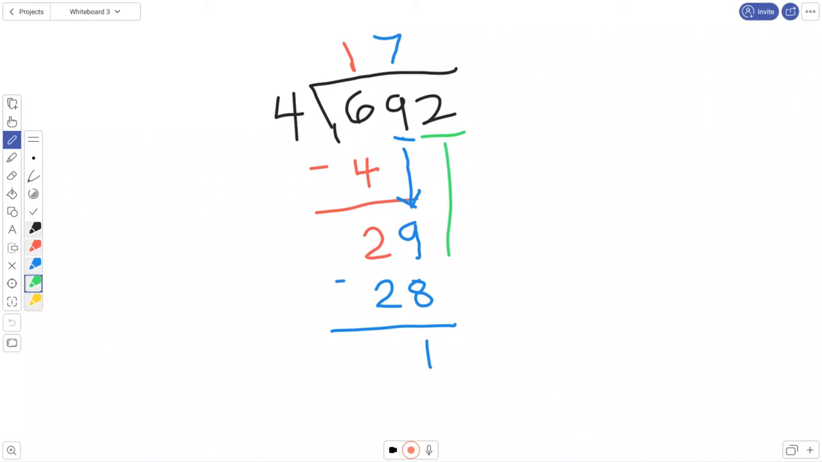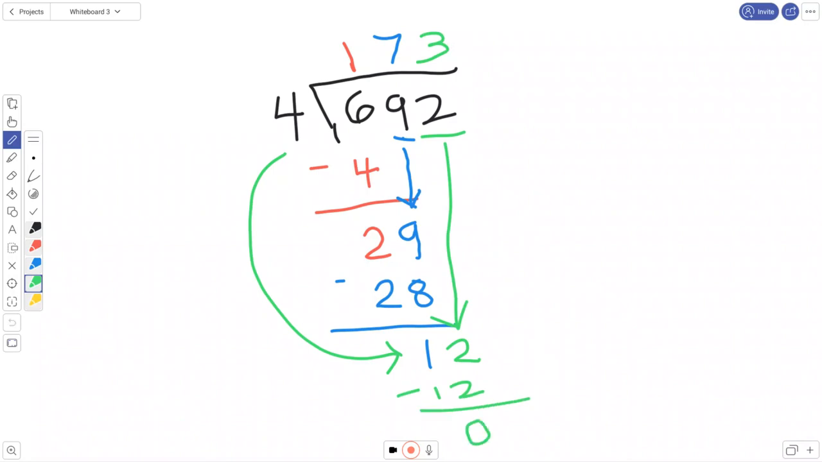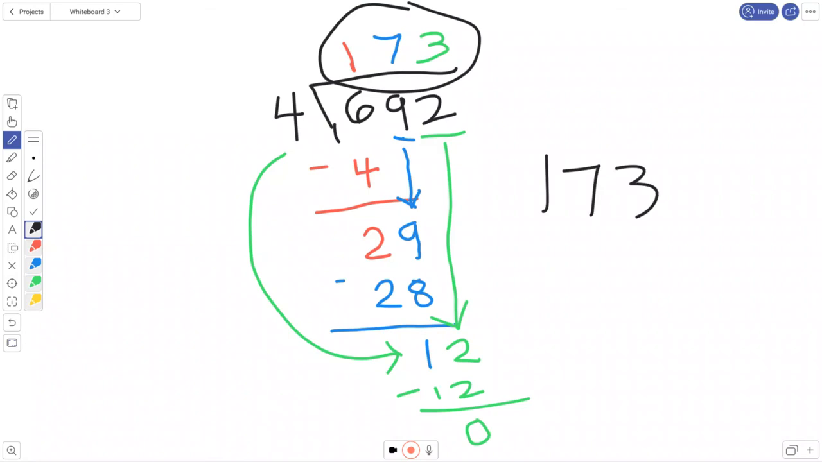I have the 2, so I drop that 2 down. And now I think, how many times can 4 go into 12? Well, that one I can get exactly. 4 going into 12 is 3. I take 4 times 3 to get 12. Subtract, and I have nothing remaining. That's our goal, to get nothing remaining. And so we get this answer right up here of 173. 692 divided by 4 equals 173. One digit at a time, trying to think how close we can get.